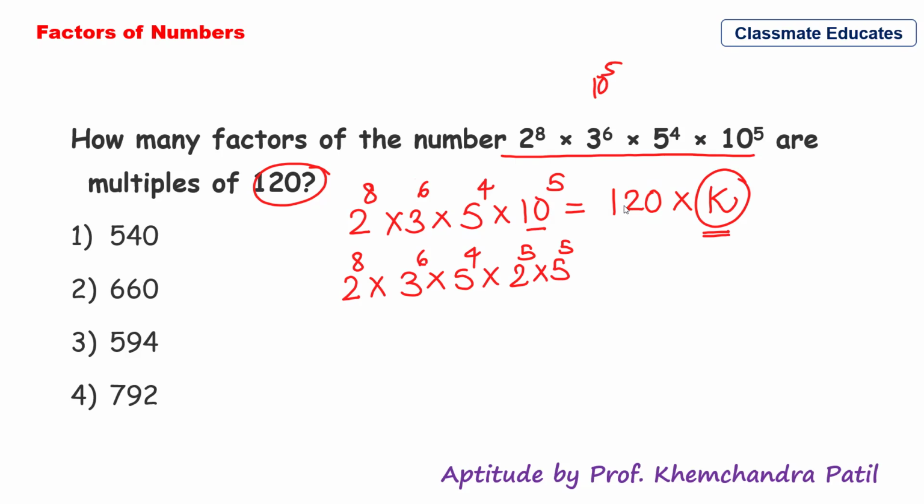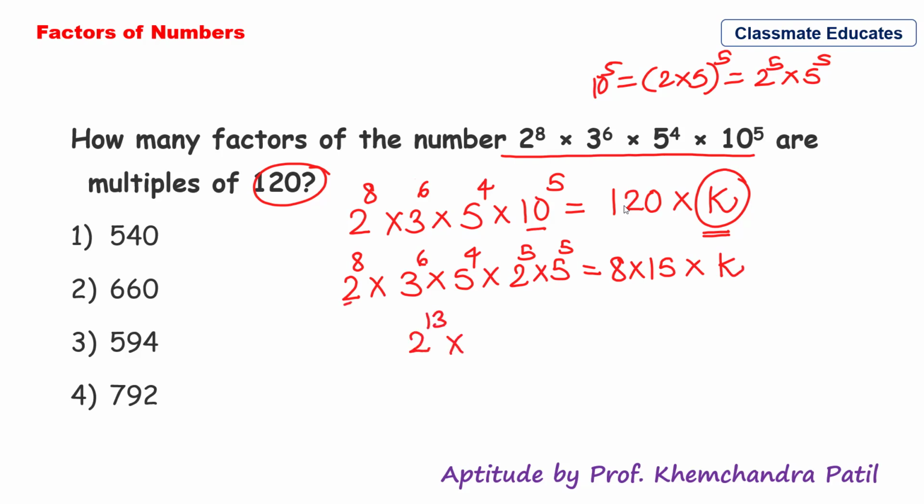See, 10 raised to 5 is equal to what? 2 multiplied by 5 raised to 5. So if you use the rules of indices, you will get 2 raised to 5 into 5 raised to 5. Now split 120 also. 120 is nothing but 18 into 15 multiplied by k. We have to find its value. So, club all the 2s. So 2 raised to 13 we got, 3 raised to 6 and 5 raised to 9.